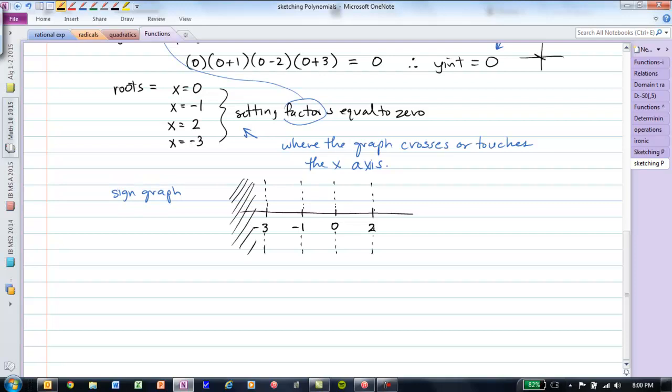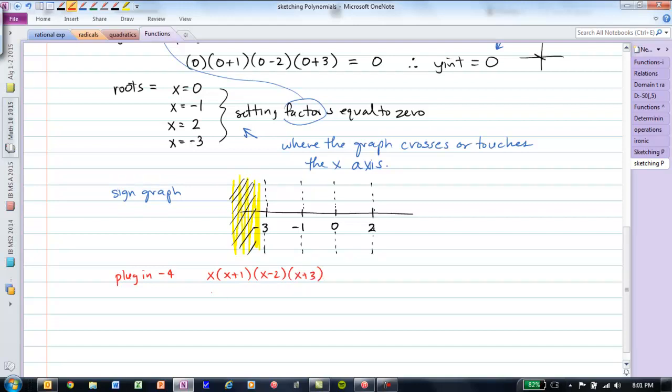that was not a highlighter, but whatever. There we go. If I'm looking at this area over here, what I want to choose is a number that would be less than -3. So we can choose like -4. And what we do is we plug -4 in for x. And what I'm going to test is all of the possible values. So remember, our original function was x times x plus 1 times x minus 2 times x plus 3.